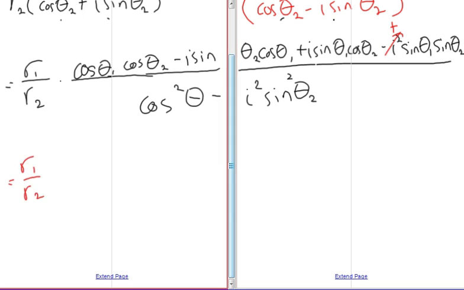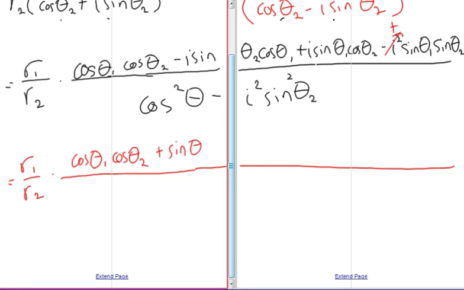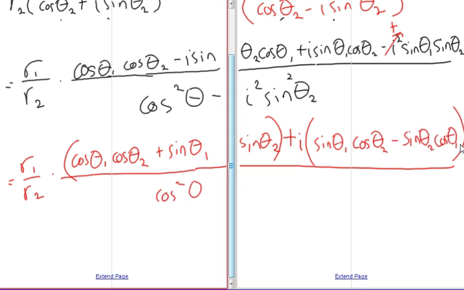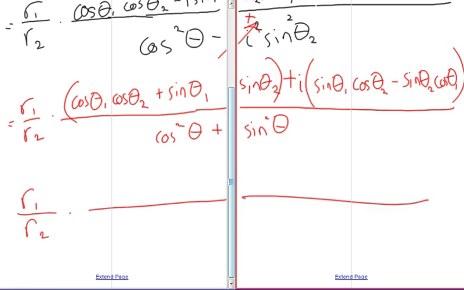Now, one thing we noticed, minus an i squared, just like in the previous problem, turns into a plus. So we're going to keep the r1 over r2 and then rewrite this numerator. We'll keep that cosine theta 1, cosine theta 2 there, plus sine theta 1, sine theta 2, plus, factoring out the i of each of these, sine theta 1 cosine theta 2 minus sine theta 2 cosine theta 1. And in the denominator, also notice that minus i squared turns into a plus, so we have cosine squared theta plus sine squared theta.